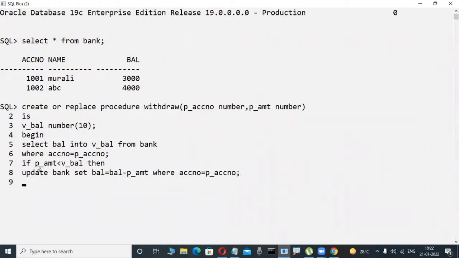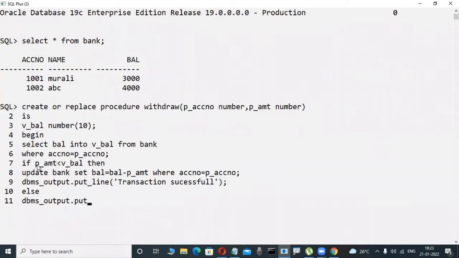Now I am writing a message, like in Java or .NET. I try to display a message: your transaction is successful. Don't worry about this, just observe. Else, simple coding: insufficient funds. There is some coding here, but this is not difficult coding, take it easy.